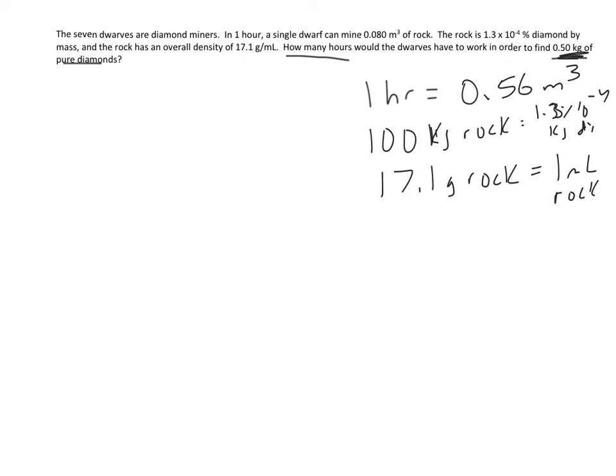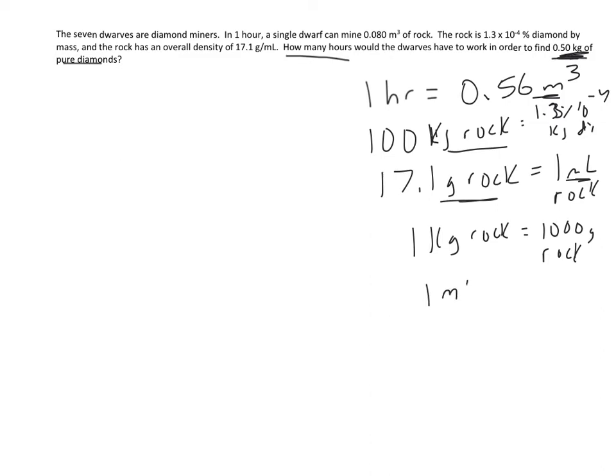So let's see if we got everything we need. We're in kilograms of diamond to start. From kilograms of diamond, we can get to kilograms of rock. That's great. Then from kilograms of rock, we can use the density to get to milliliters of rock as a volume. We are going to have to do a kilogram to gram conversion, so we should write that 1 kilogram of rock is equal to 1,000 grams of rock. Once we're in grams of rock, we can use the density to get to milliliters of rock. But then, in order to get the time, we're in meters cubed, so we're going to have to go from milliliters to meters cubed.